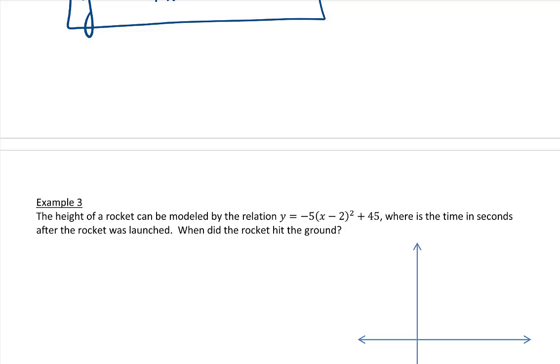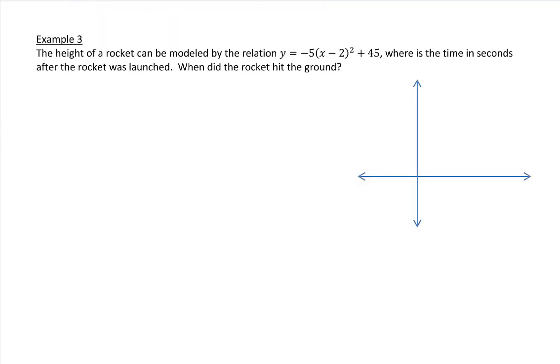All right, last example. The height of the rocket can be modeled by the relation y equals negative 5, x minus 2 squared plus 45, where x is the time in seconds after the rocket was launched. When did the rocket hit the ground? Well, first of all, we have vertex form here, and the vertex is 2 and 45. We're not exactly sure what the y-intercept is, but that's okay. And we want to find out when does the rocket hit the ground. So when does that occur?